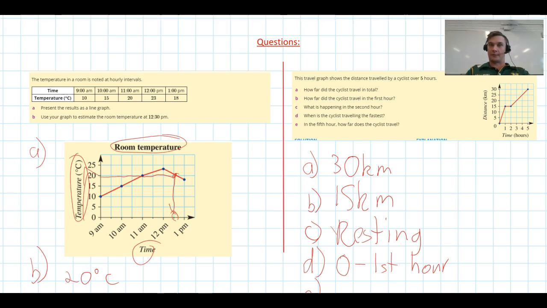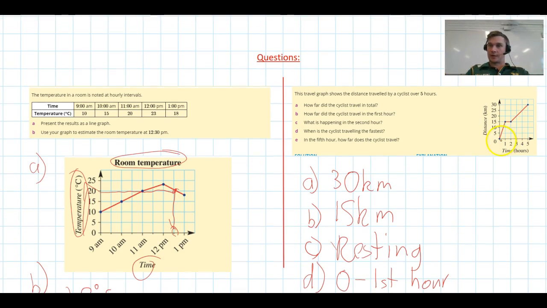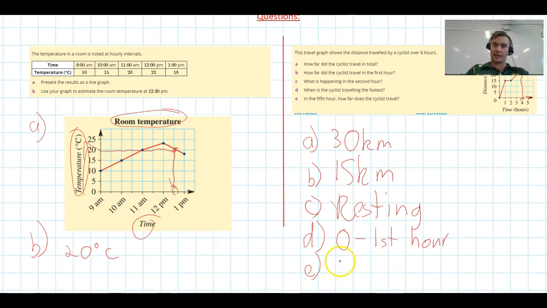In the 5th hour, how far does the cyclist travel? Okay, I'm going to go along here. The 5th hour is in between 4 and 5, so it's this point and this point. I can see that it goes up approximately 5 kilometres. So the final answer for E is 5 kilometres.